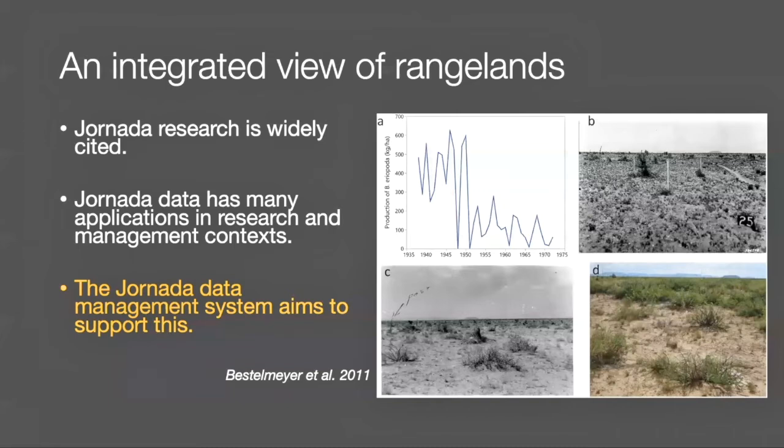So together, all of these data sources give us an integrated view of the Chihuahuan Desert rangelands. And Jornada research and data is widely used and cited in the rangeland ecology literature. Our data has a lot of applications both in this research but also in management contexts as well. So the goal of the Jornada data management system is to support both the research as well as access and use of our data in these other contexts.